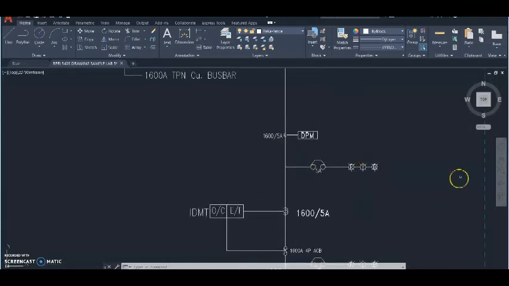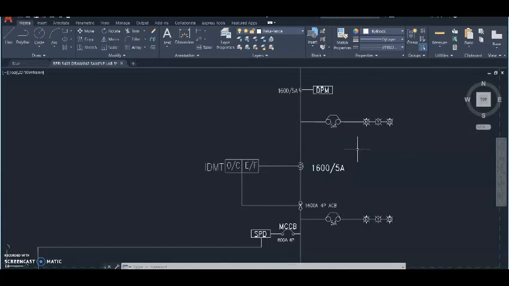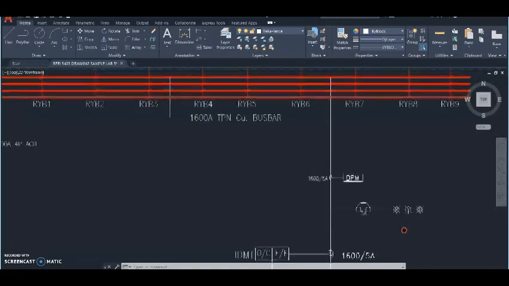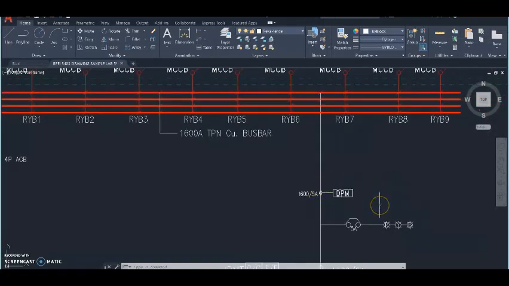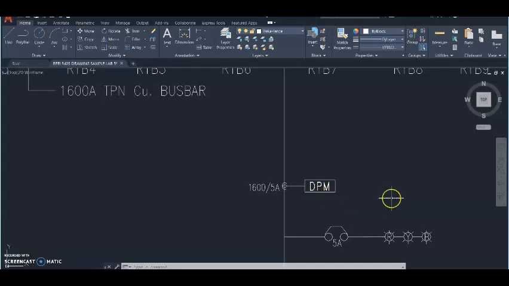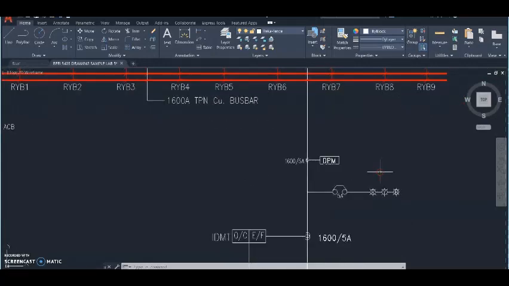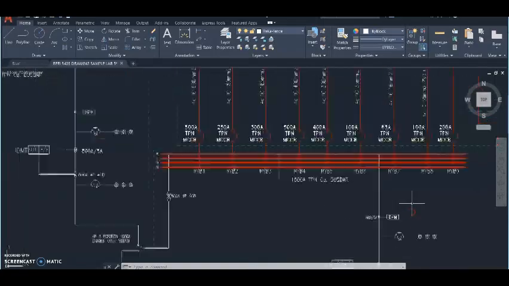So then we also have an indicator light. This indicator light operates the same as the first indicator light, to determine the source of the current flow. And we also have the DPM, which is a digital power meter. This is to enable systematic pricing for energy consumed by the consumer.